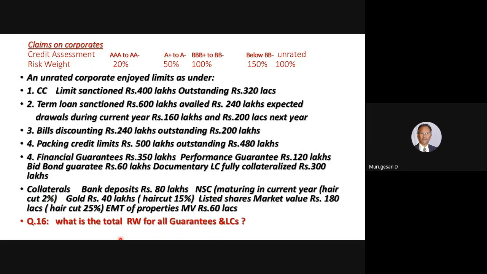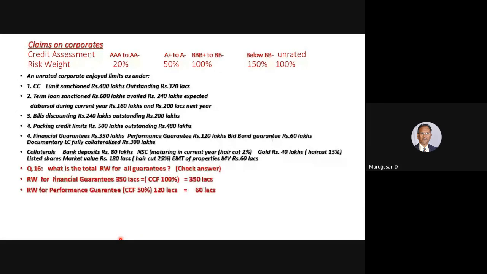What is RW per credit, now you see. All guarantee, how you have calculated: it's a financial guarantee. Financial guarantee means 100%, so 350 lakhs. Because all limits first you have to calculate. The performance guarantee, 120 lakhs, but CCF is 50, so 60 lakhs the risk weight. And bid bond guarantee, 60 lakhs you have given. Limit sanctioned 60 lakhs, availed 60 lakhs, and CCF is 50. Here they will not consider limit availed. So bid bond guarantee means here, non-funded, only take the entire limit. Limit 60, so there 50% CCF, so 30 lakhs. You see, finally how they are calculating.